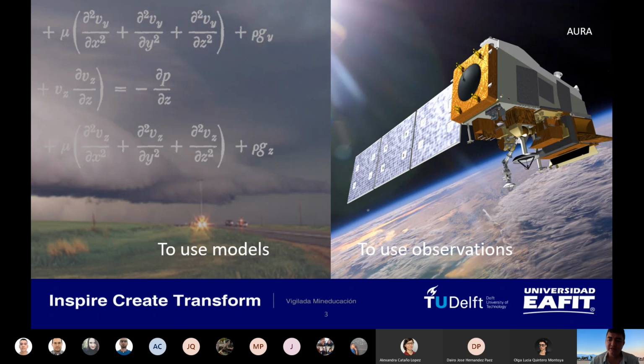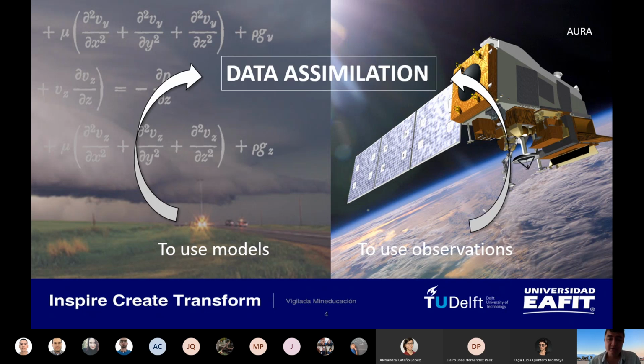Both worlds are inaccurate, and you need a recent methodology called data simulation, which comes from the weather prediction studies in the 80s, and which many geophysical sciences are currently implementing. With this combination of information from two worlds, we want to improve the representation of reality.